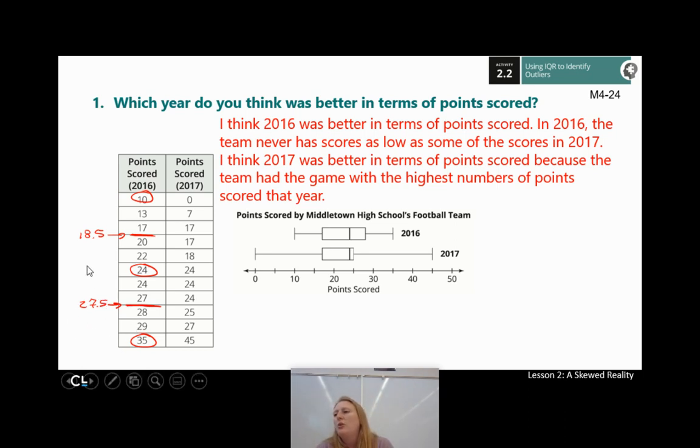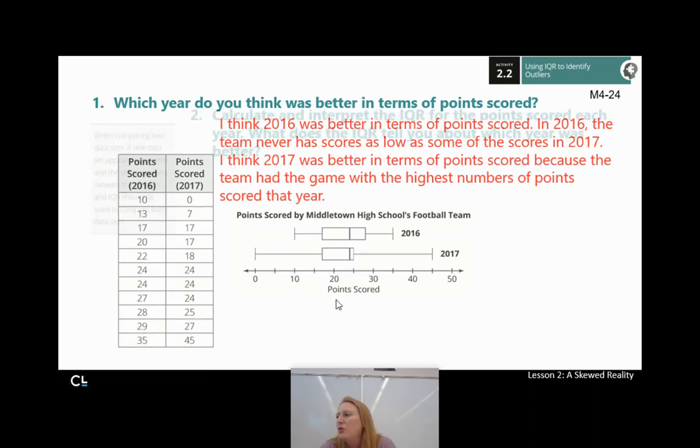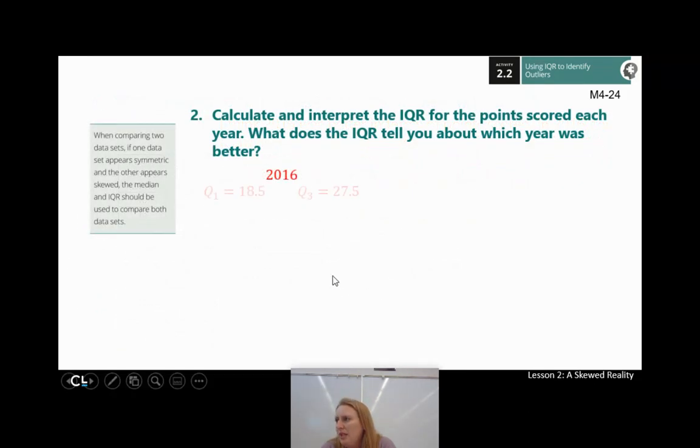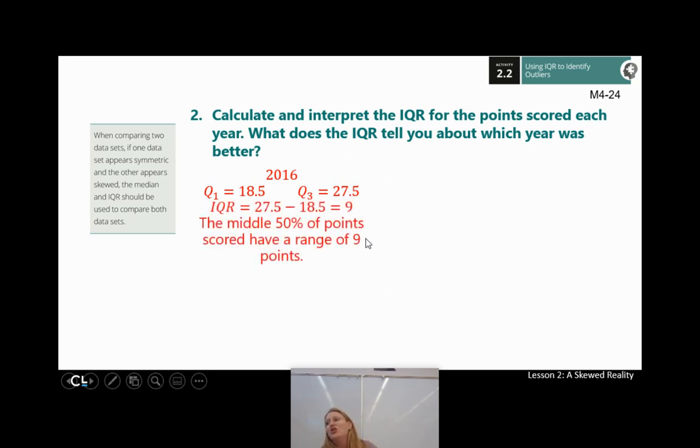So I'm going to do my third quartile minus my first quartile. So 27.5 minus 18.5, and I got a 9. So the middle 50% of points scored have a range of 9 points. So all of our scores were within 9 points there, the middle half of our data.